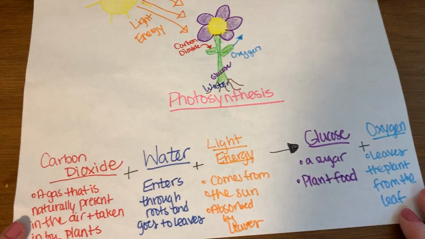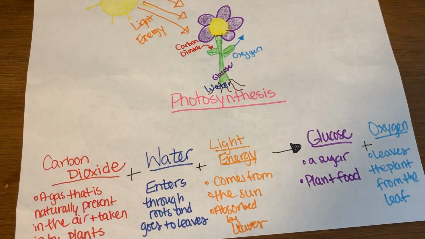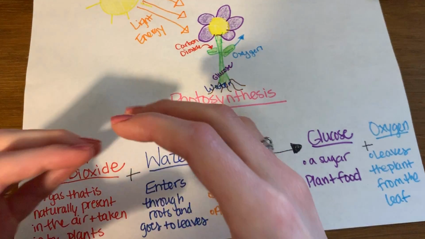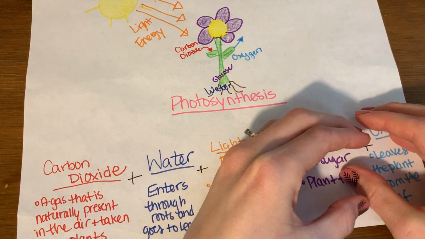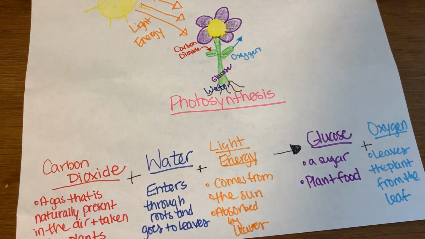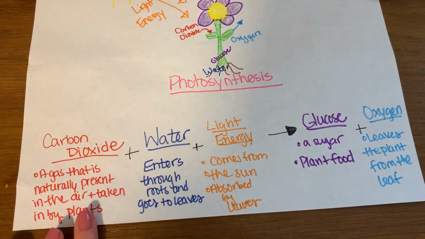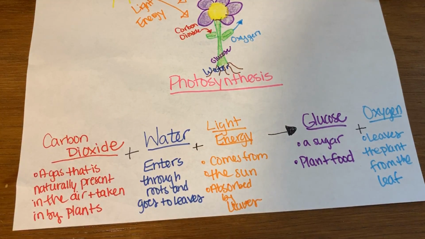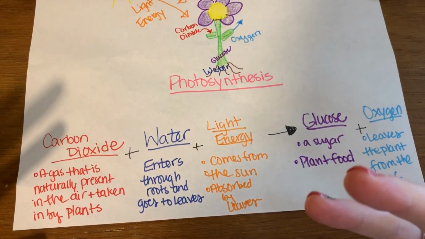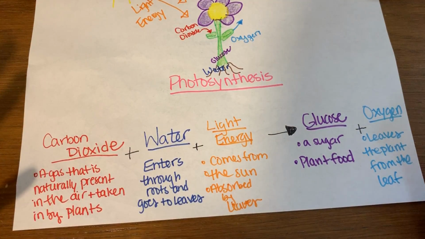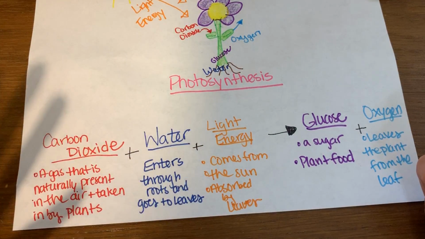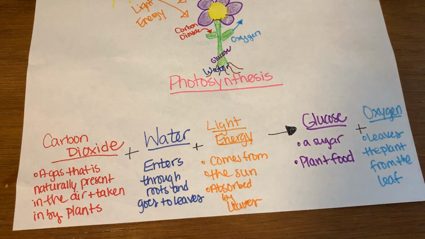So now I want to look at this process called photosynthesis. Photosynthesis is basically the process where a plant takes some things and turns it into food for itself. We just so happen to also get some benefits from this. So here's what has to happen. Carbon dioxide, which is a gas that's naturally present in the air, is taken in by plants. When you breathe out carbon dioxide, if you can't breathe in oxygen, then you have too much carbon dioxide, and you can't breathe. You have to have oxygen.